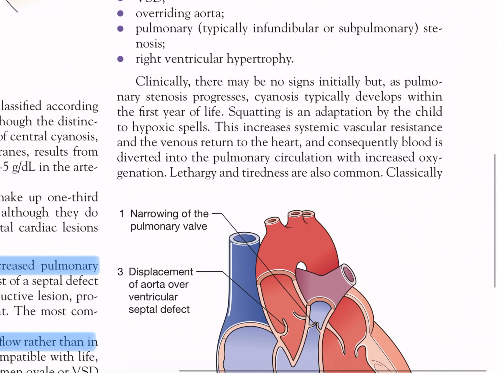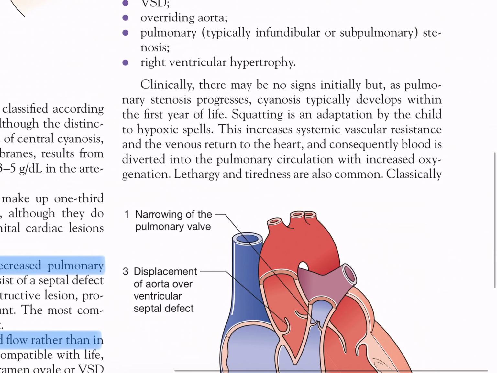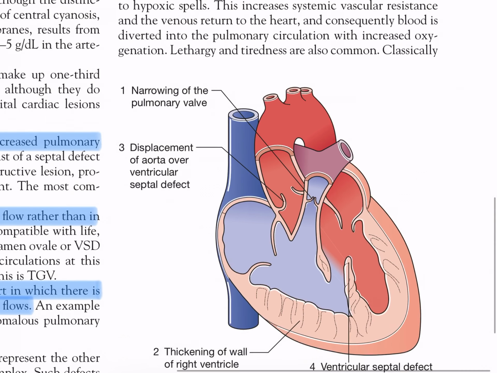Clinically, there may be no signs initially, but as pulmonary stenosis progresses, cyanosis typically develops within the first year of life. Squatting is an adaptation by the child in hypoxic spells. This increases systemic vascular resistance and the venous flow to the heart, and consequently blood is diverted into the pulmonary circulation with increased oxygenation. Lethargy and tiredness are also common.